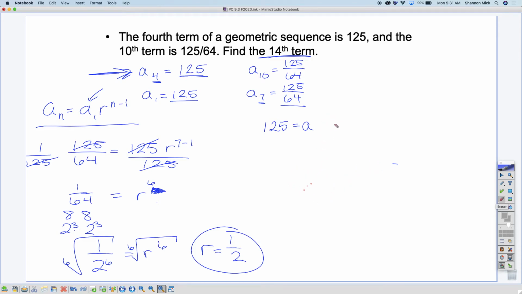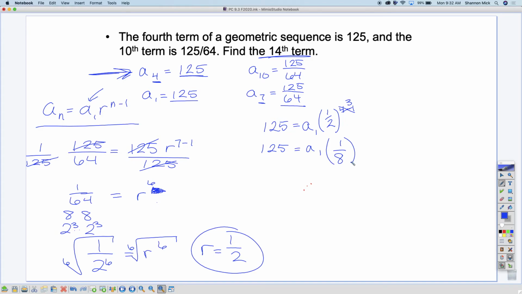Okay, so what is our r? Half. Okay, so a sub 1 and our r is 1/2. And our n is what? 4. 4 minus 1. So I have 125 equals a sub 1 times 1/2 to the third, yes? Yeah. So 1 to the third is 1. And 2 to the third is 8.